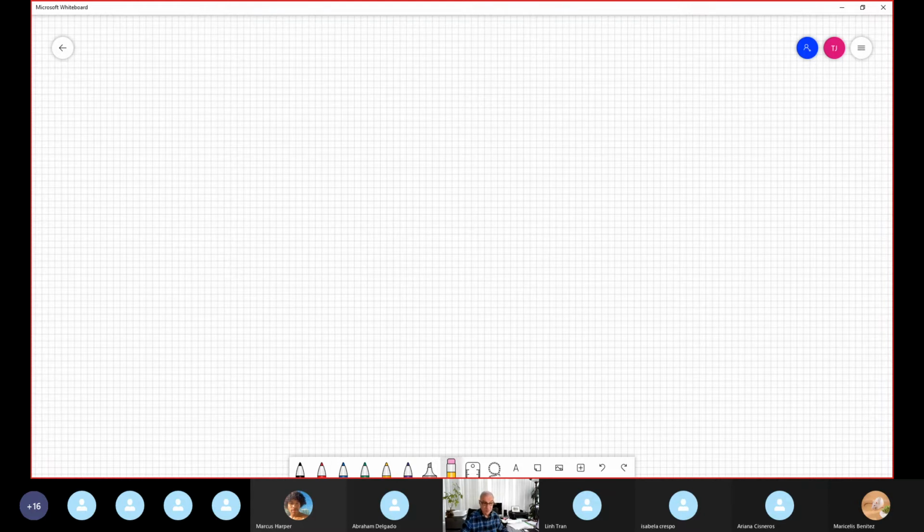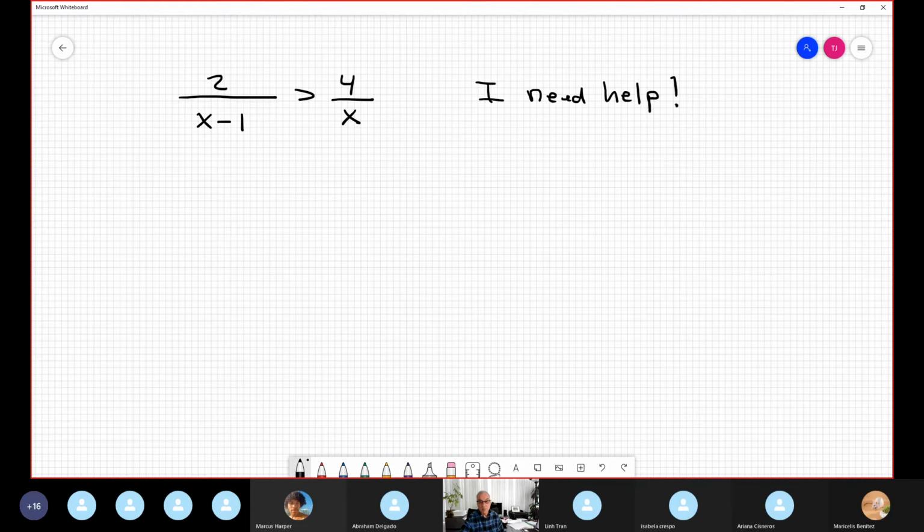Suppose this example. 2 over x minus 1 greater than 4 over x. Oh, looks easy. What should I do? I need help. What should I do? Cross multiplication. Subtract. Exactly. Very well. Why, Miss? x, to make it equal to 0. Exactly. Very well. After that.